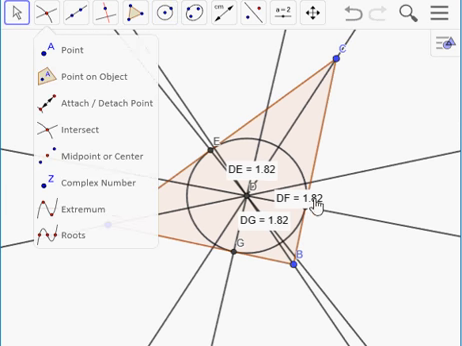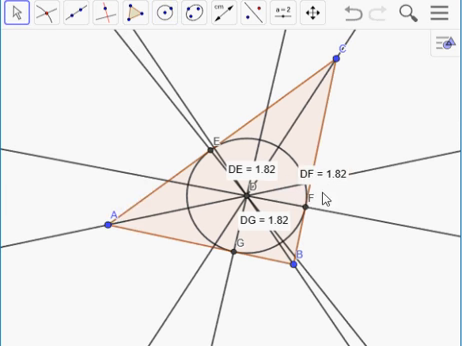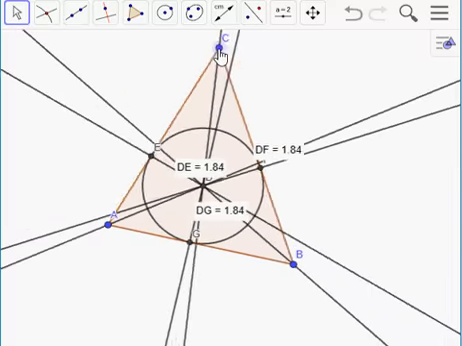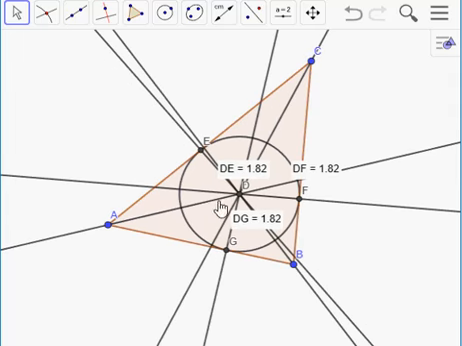There we go. Let's move that off of that point there. So DF is a radius, DG is a radius, and DE is a radius of that circle. That's the inscribed circle in the triangle, and so D is the incenter, which is the center of that circle.